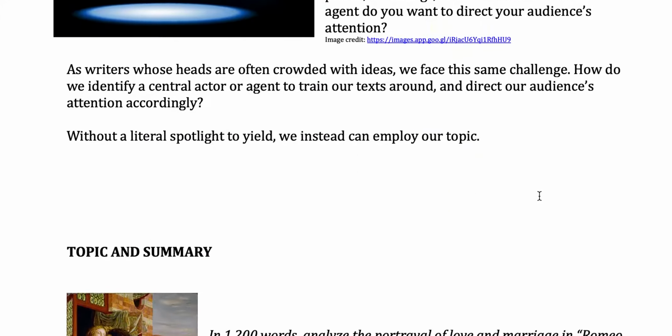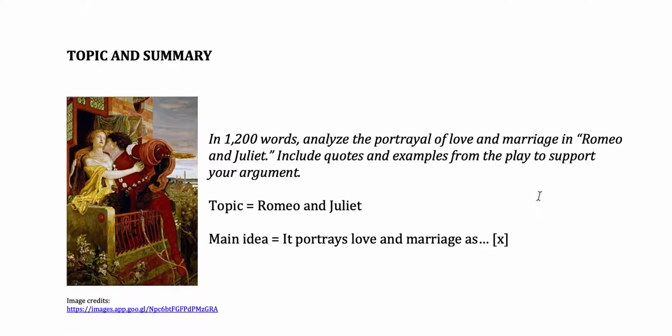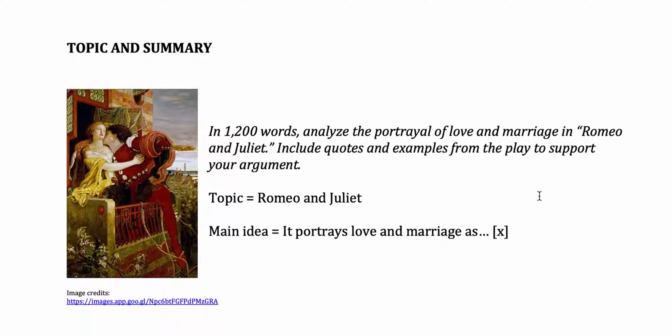All right, and this is kind of different than what we've been trained to do. This is part of the reason that summary is a more straightforward task. You get your typical summary analysis writing assignment. All right, well, analyze the portrayal of love and marriage in Romeo and Juliet. You know what the topic is there? It's Romeo and Juliet. And the main idea is what you want to say about Romeo and Juliet. Well, Romeo and Juliet portrays love and marriage as a foolish endeavor, or maybe it shows love as a foolish endeavor, but marriage is more of an economic one, or more of one of obligation.